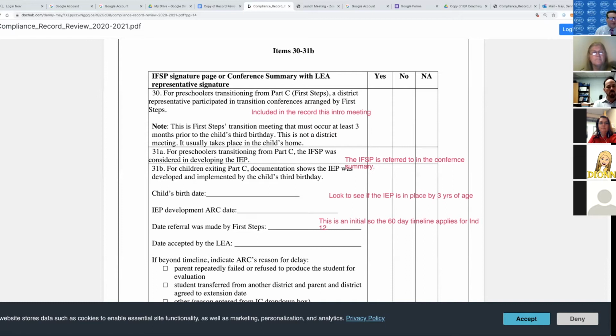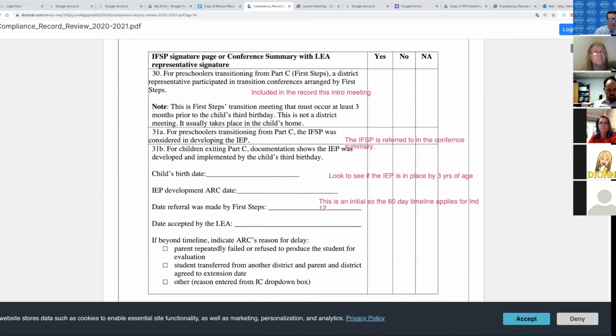For preschoolers transitioning from Part C on 31A, the IFSP was considered in developing the IEP. So in that next meeting, you would make a blurb in your conference summary saying that you referred to the family service plan that was in place for that student prior to 3 years of age, when First Steps used to give developmental therapy services.